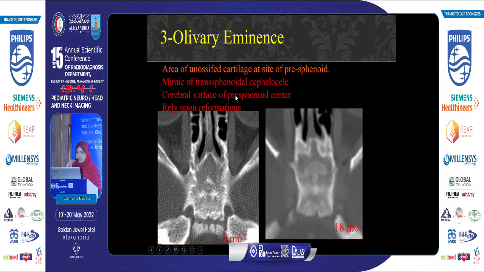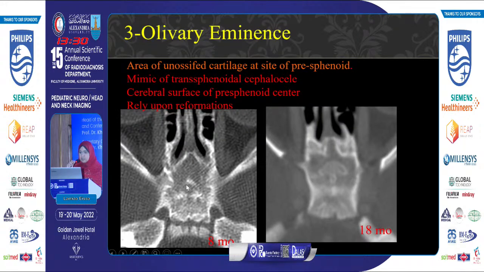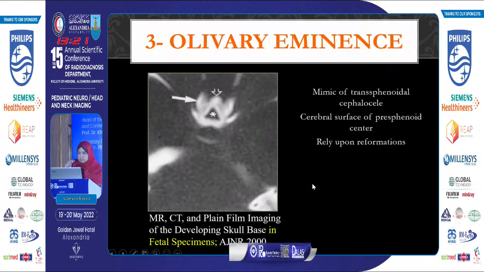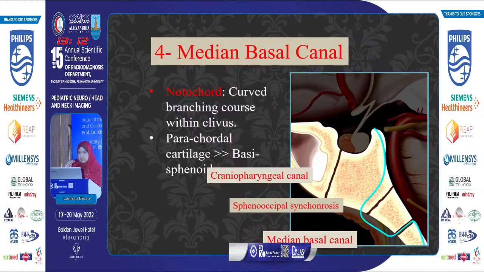The third variant is the olivary eminence, which means an area of unossified cartilage at the site of the pre-sphenoid, which is the cartilage anterior to the tuberculum sella. So when it ossifies, it may leave an area of partially ossified bone like here, surrounded by a sclerotic margin. Sometimes it is more widened like this area, and this is usually a normal variant and shouldn't be mistaken for anomalies. The fourth variant is the median basal canal.